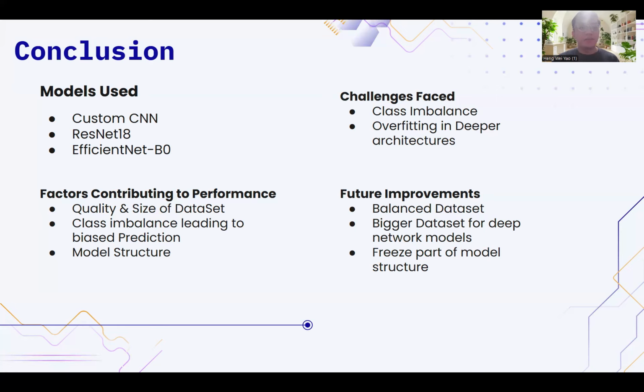We can also freeze part of the model structure for training, especially for models which have a huge number of parameters, so that only the higher level representations adapt to the dataset and minimize the loss.